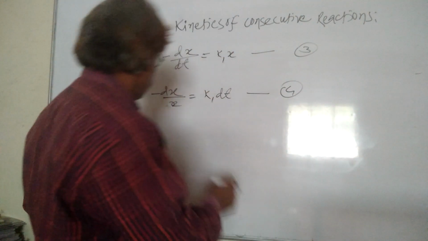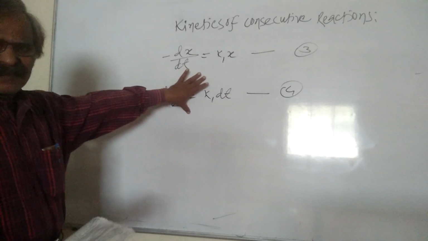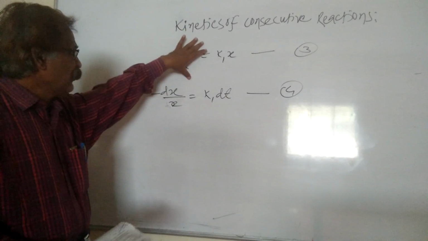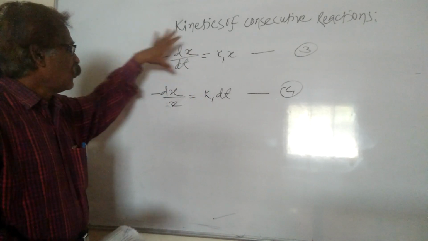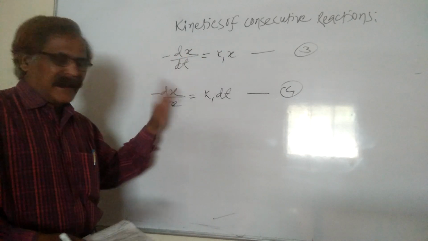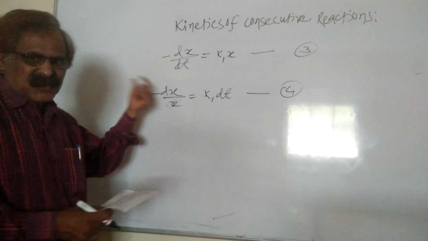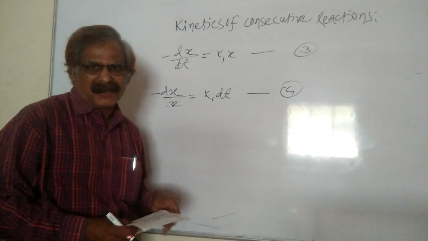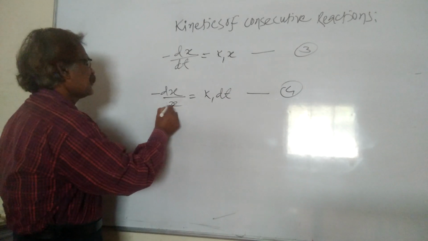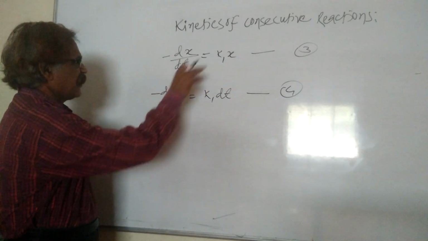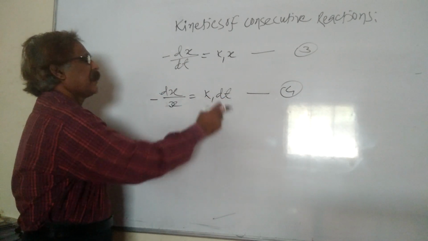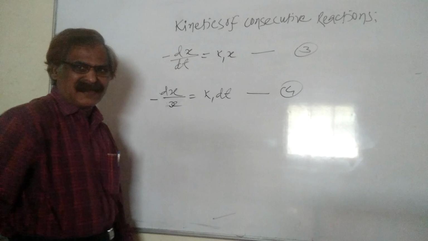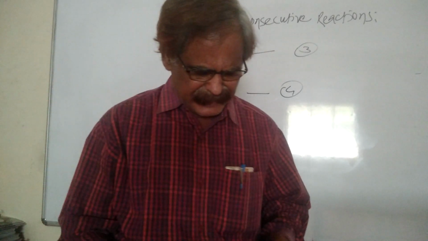Integrating equation number 4. Now this is the separation of variables. When we look at this, we will see that here there are two variables x and t. We have separated variables: we have taken the x terms on one side and the t terms on another side. So this is known as the separation of variables. On separating the variables, we got minus dx upon x is equal to k1 into dt, and let us suppose this is equation number 4. Now this is a differential equation and we can very easily integrate it.